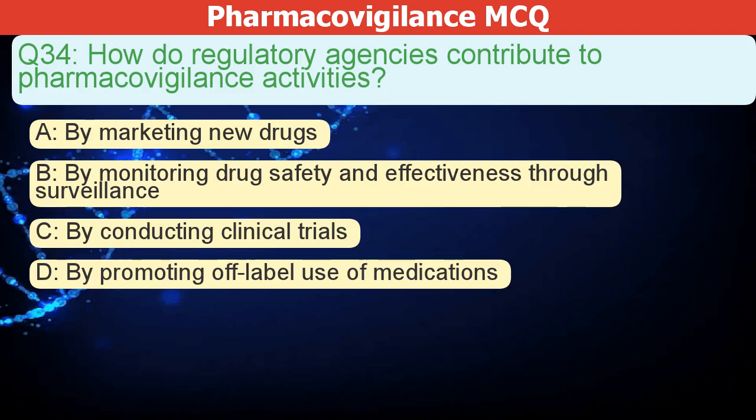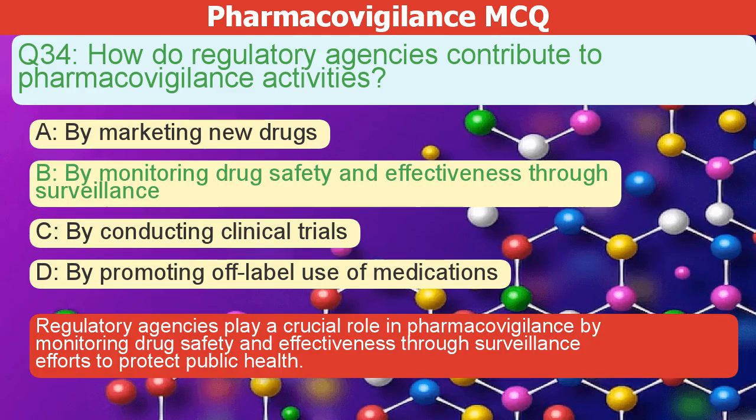How do regulatory agencies contribute to pharmacovigilance activities? A. By marketing new drugs. B. By monitoring drug safety and effectiveness through surveillance. C. By conducting clinical trials. D. By promoting off-label use of medications. The correct answer is B. Regulatory agencies play a crucial role in pharmacovigilance. They monitor drug safety and effectiveness. This is done through surveillance efforts to protect public health.